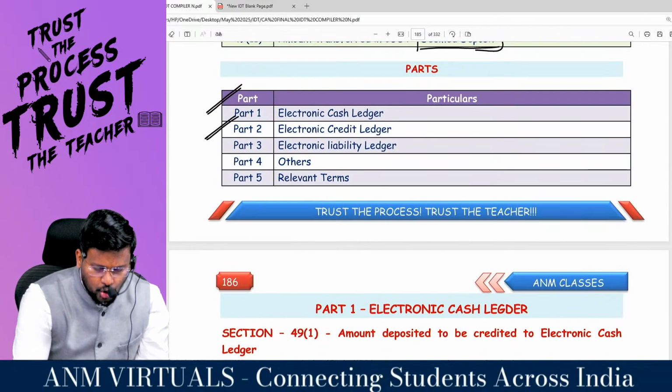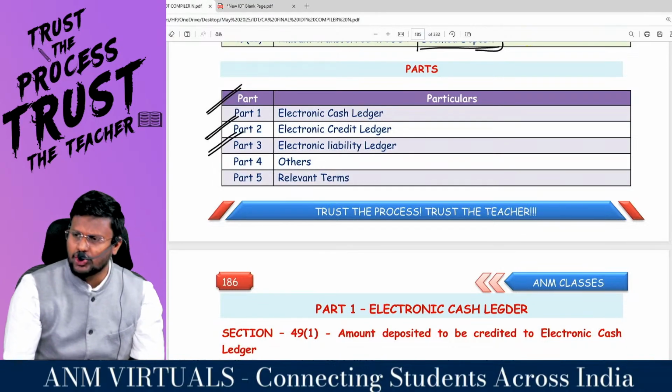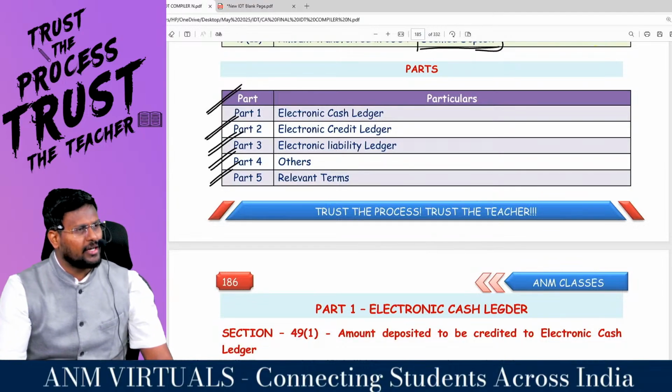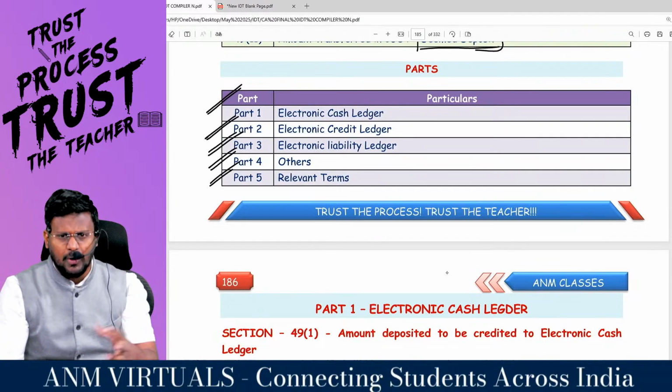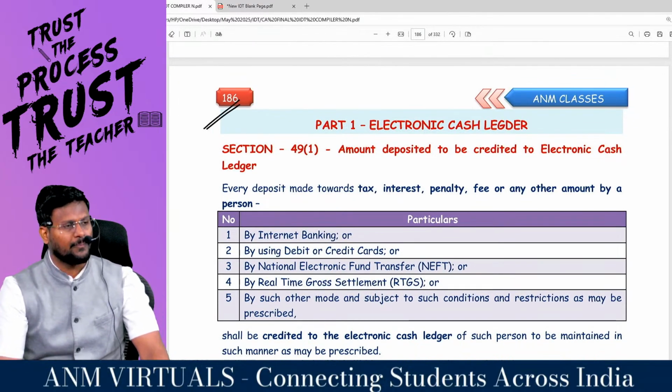Part 2 will be the electronic credit ledger. Part number 3 will be the electronic liability ledger. Part number 4 will be other discussions, and part number 5 will be relevant terms. Is there any relevant terms that we are using? So shall we start with part number 1? What is the electronic cash ledger?